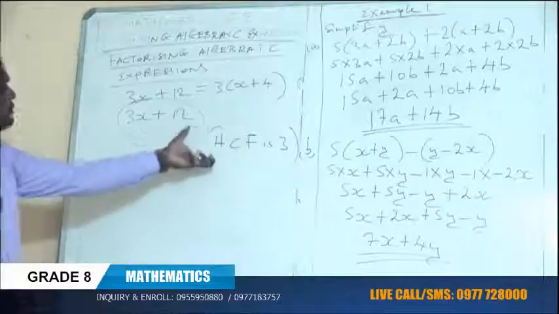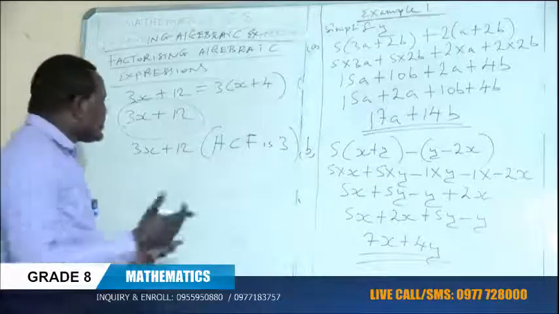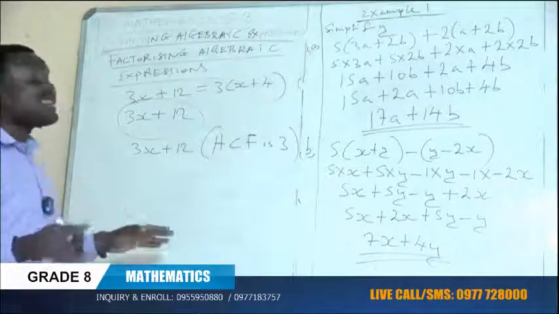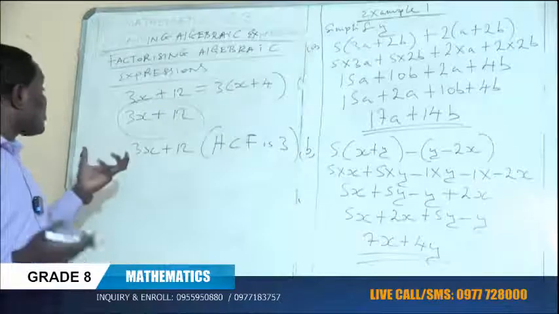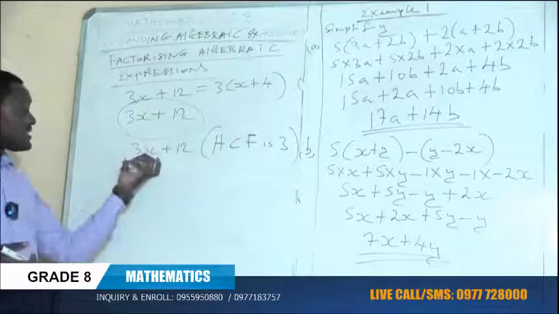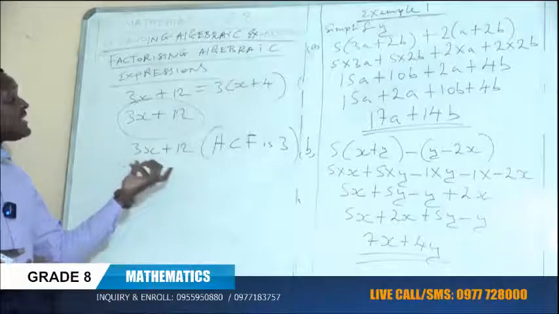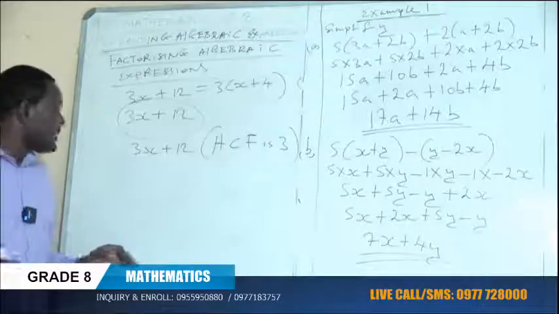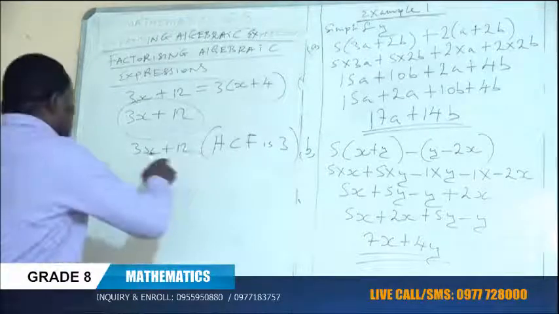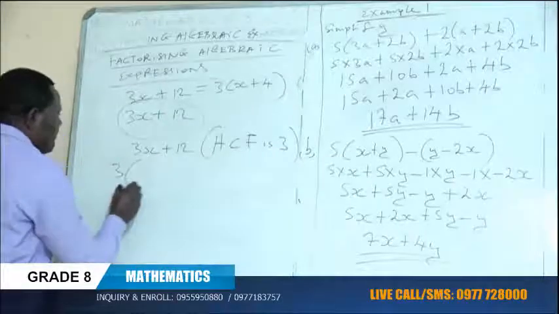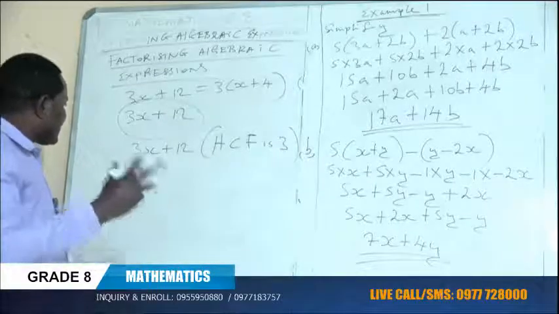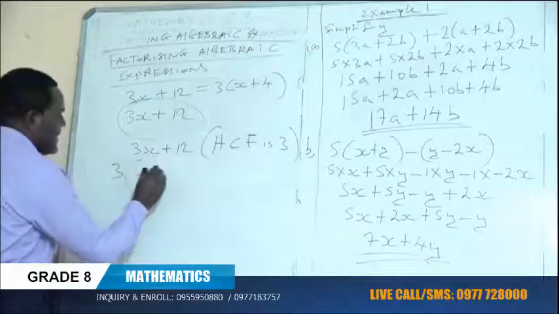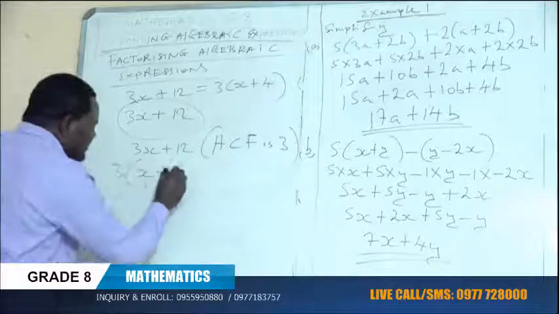Now, when you're looking for the highest common factor, we're looking for the number that can go into each and every term here without leaving any remainder. That is the highest common factor. So we are looking for 3, because in the first term, 3x, 3 can go into 3x without leaving any remainder. 3 can also go into 12 without leaving any remainder. So we factor out 3, meaning we divide the 3 into each and every term here. 3 into 3x, what remains is x, plus 3 into 12, what remains is 4.